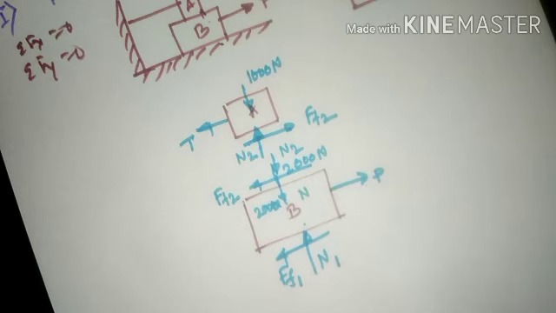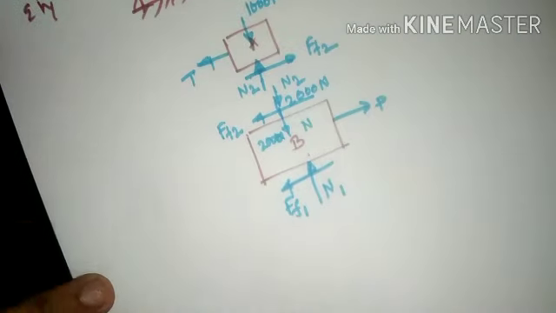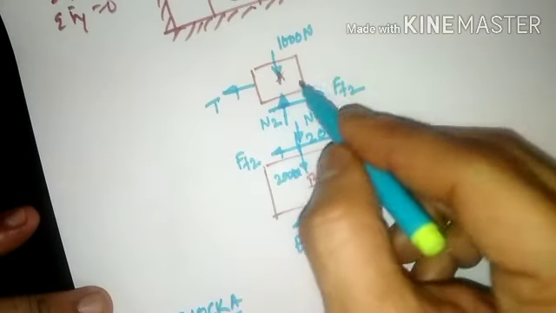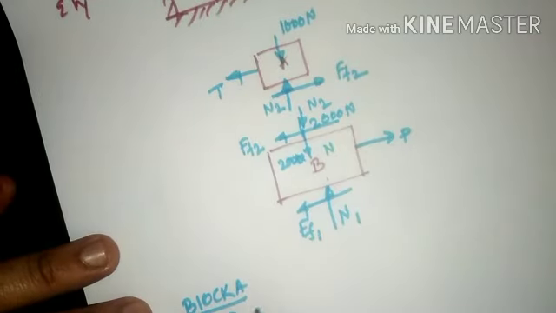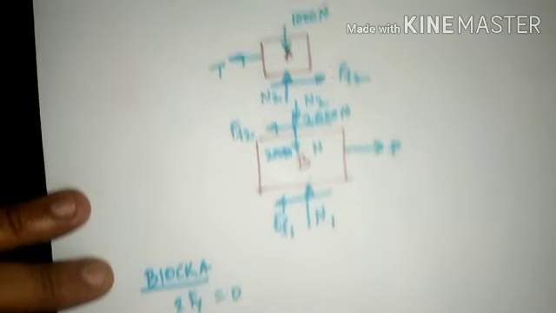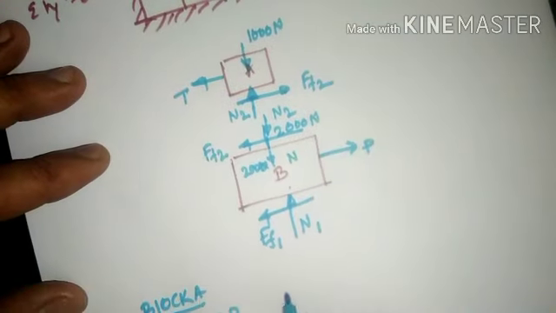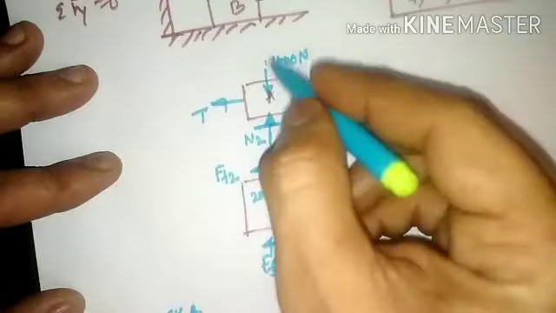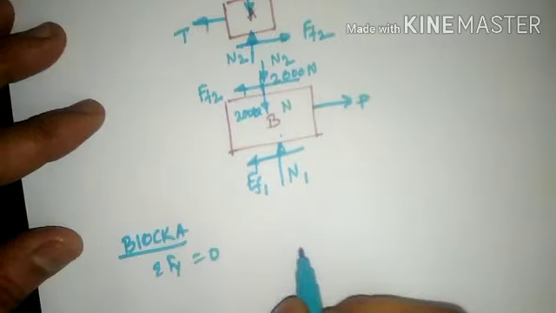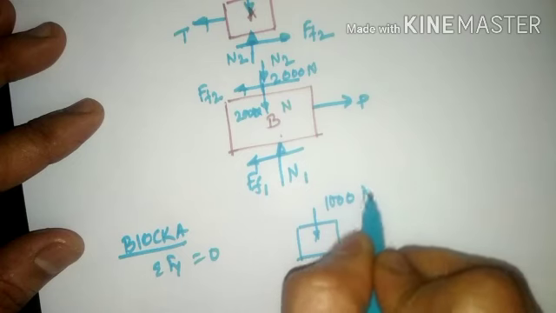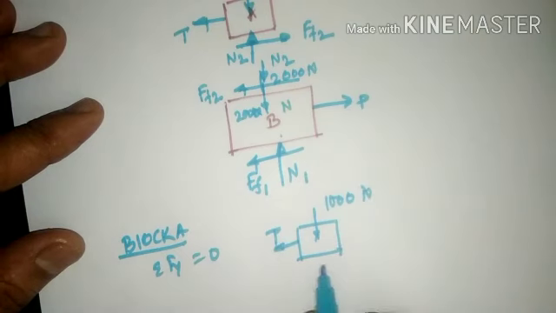These particular conditions we need to solve now. To solve here, I need to use equations of equilibrium: summation Fx is equal to 0, summation Fy is equal to 0. So for block A, I shall make use of summation Fy equal to 0. I shall draw this particular block separately. 1000 is downward. T is towards the left-hand side.